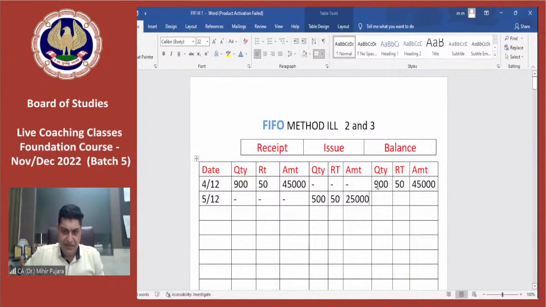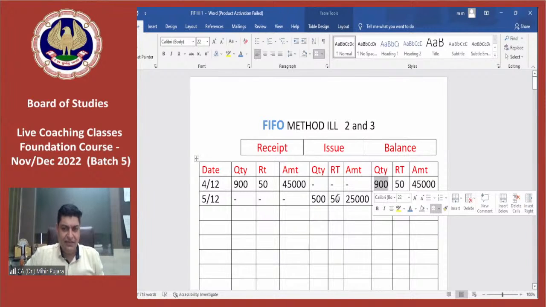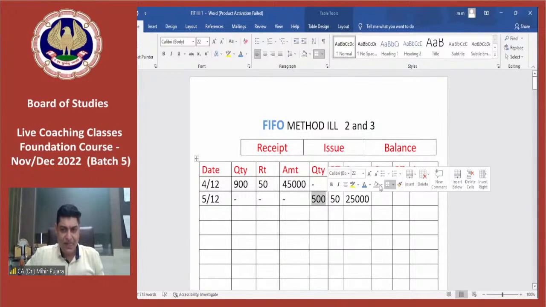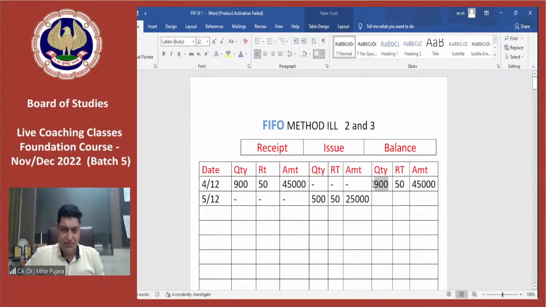Now see very carefully, guys. From this 950, we have issued 500, simple. So what remains? 450, that is 22,500 at 50. Clear guys? Simple.